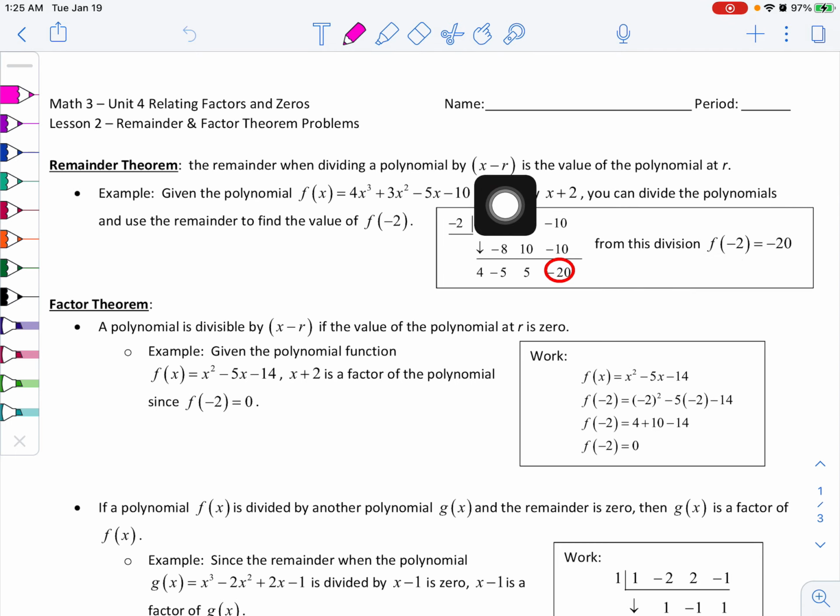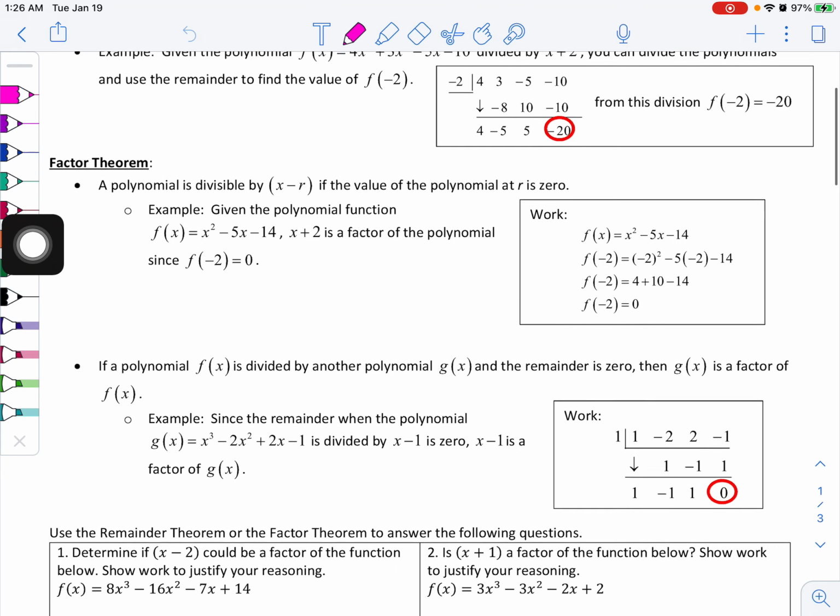And so we're dividing by x plus 2. So if we find that 0, that would be x equals negative 2. And so this function, when I evaluate it for negative 2, is the remainder of negative 20. All right. The factor theorem comes in two parts.